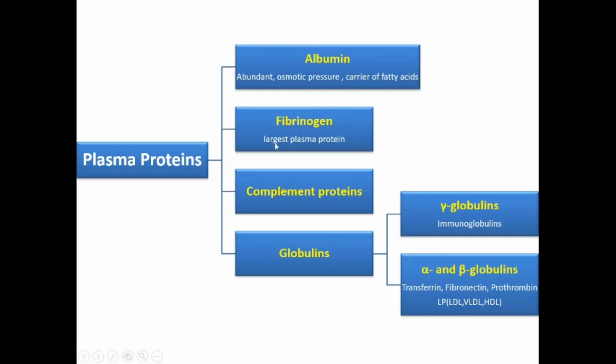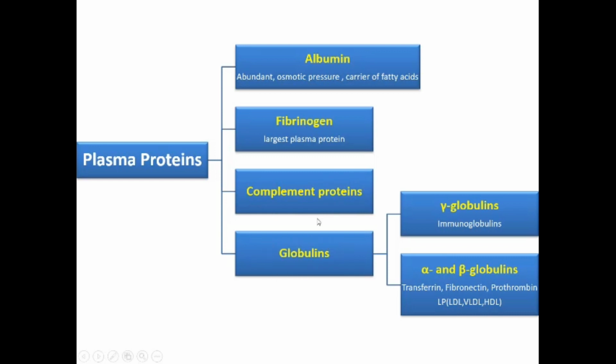Another protein in the blood is fibrinogen. Fibrinogen is the largest plasma protein. During blood clotting, this protein polymerizes and makes a network-shaped structure called fibrin, and this fibrin blocks the site of bleeding in the vasculature. About the complement proteins, I will explain in the next slide.